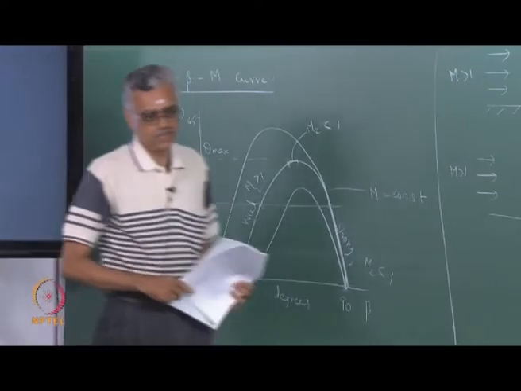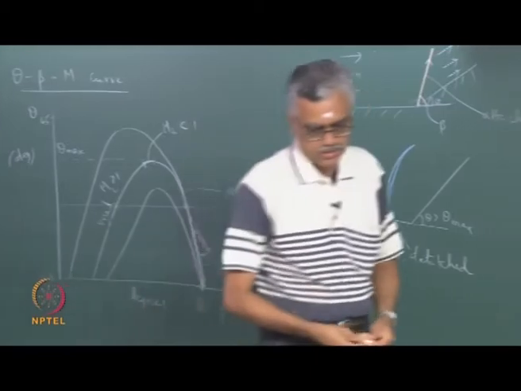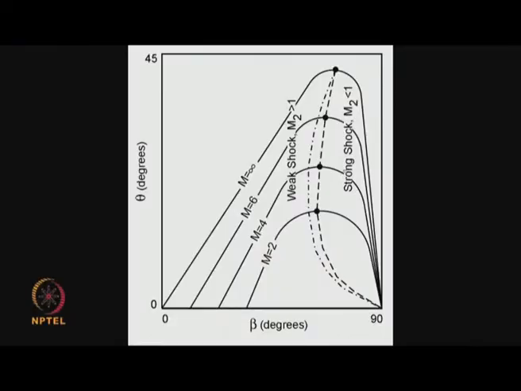Okay. So let us look at the figure and see what this curve looks like. You can see the theta beta M curve sketched for different values of M. You notice that the theta max shifts slightly to the left and then goes like this. Initially it starts from here, it shifts like this and then it straightens out like this, okay.